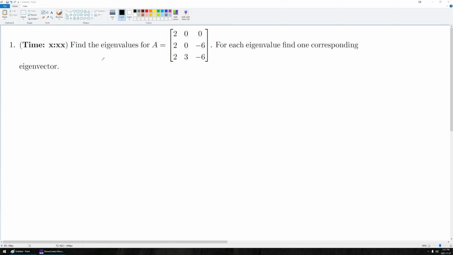For the first question, we're asked to find the eigenvalues for this matrix A given here, and for each one of these eigenvalues we want to find one corresponding eigenvector. So without further ado, let's get into it.